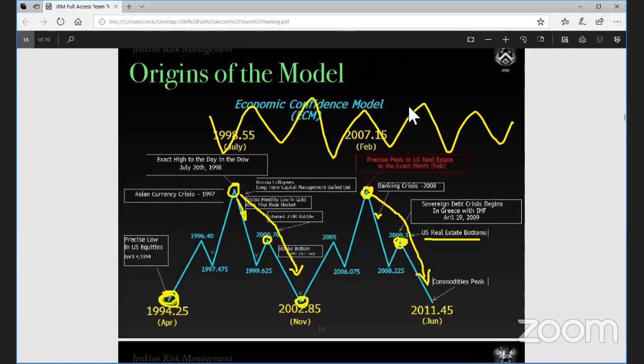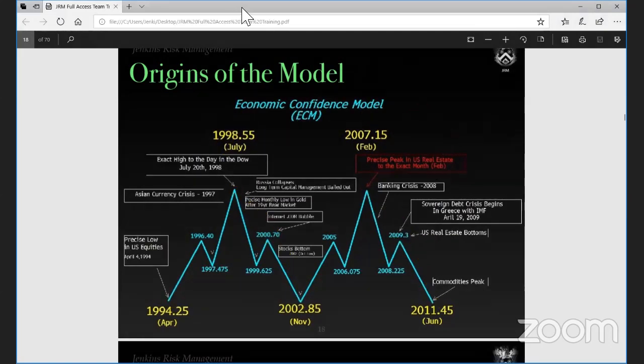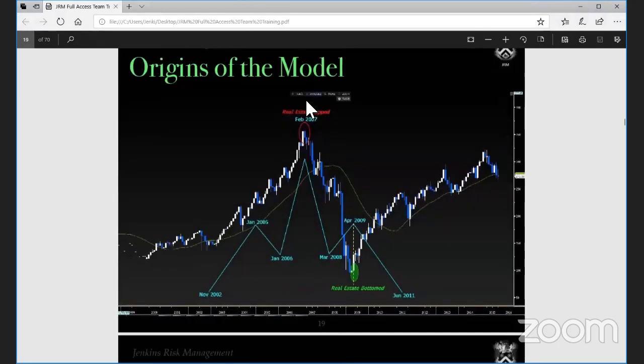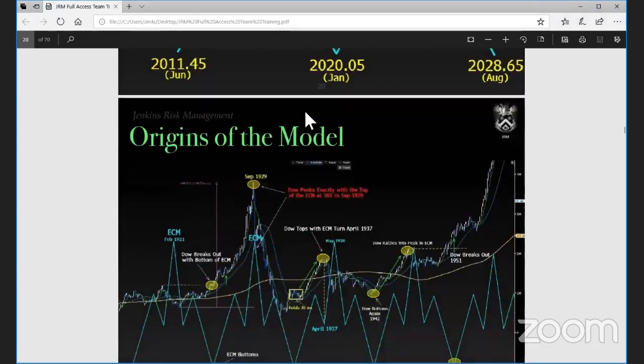And everything is connected. So when something bottoms with the cycle, the dollar, typically commodities peaked, the dollar kind of bottomed around that same time. And so these are just examples of big picture cycles. So there's the real estate index, again, peaked with the cycle to the exact month. And then you'll see the low was absolutely nailed in April 2009 on that cycle low too. So lots of examples of this.